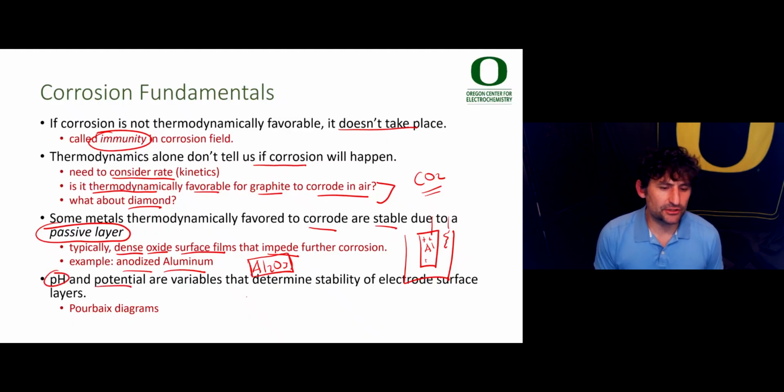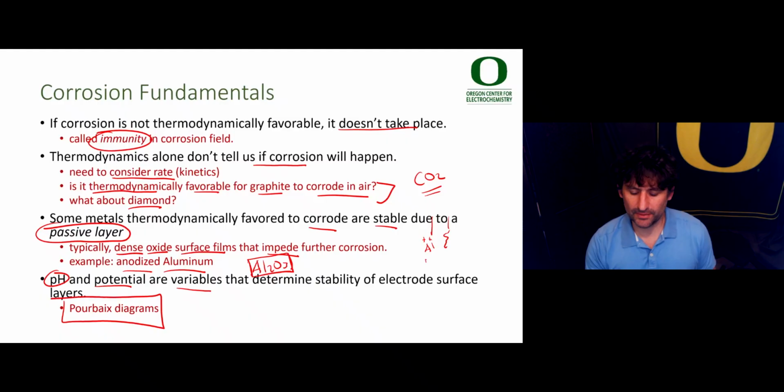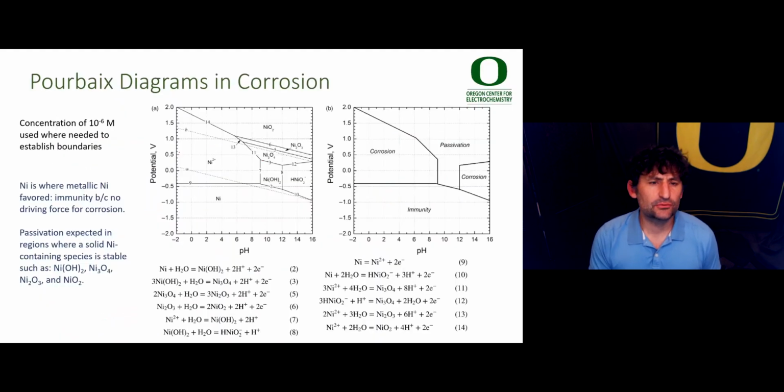pH and applied potential are, of course, variables that determine the stability of electrode surfaces, and this is where Pourbaix diagrams come in, and you have a deep understanding of Pourbaix diagrams from the previous fundamentals class. Let's review Pourbaix diagrams quickly, however. Pourbaix diagrams are defined for a total concentration of soluble species, here 1 micromolar. So in this region of the Pourbaix diagram, there'd be 1 micromolar of soluble nickel 2+.